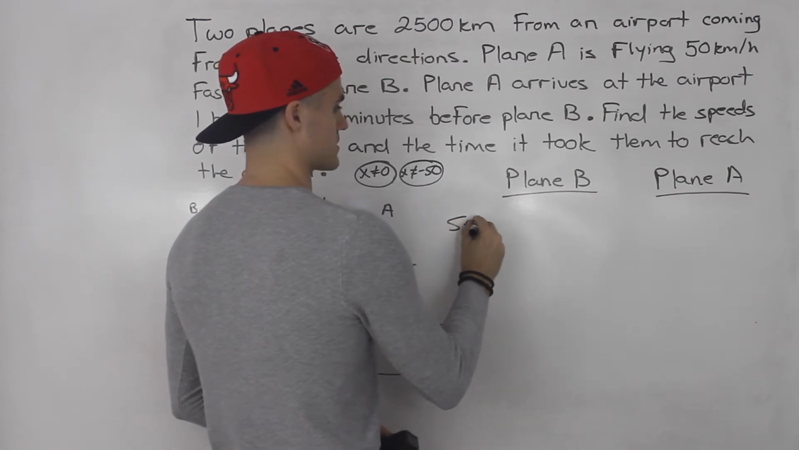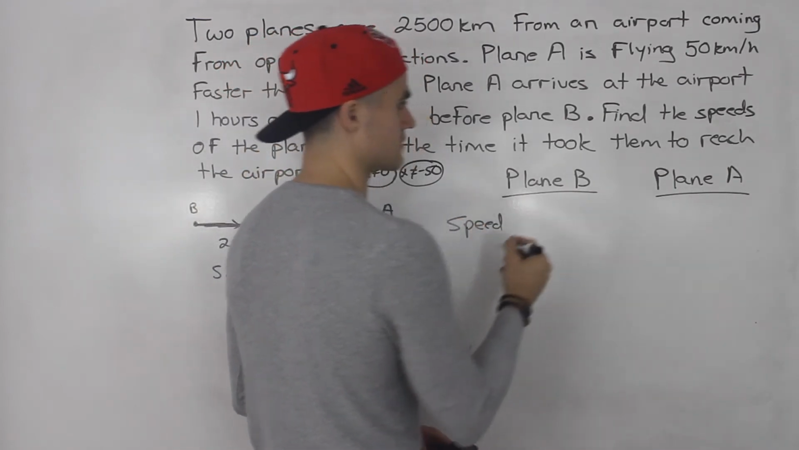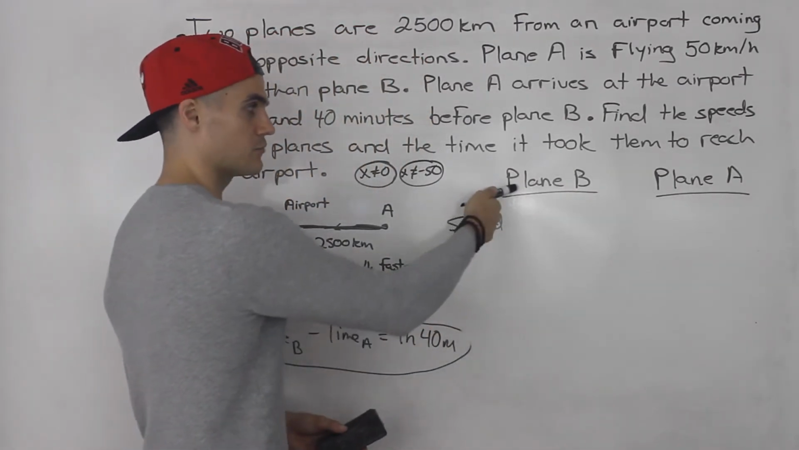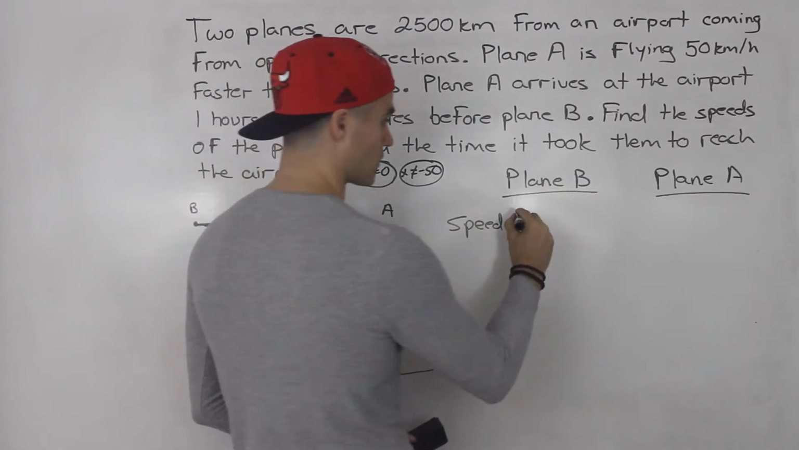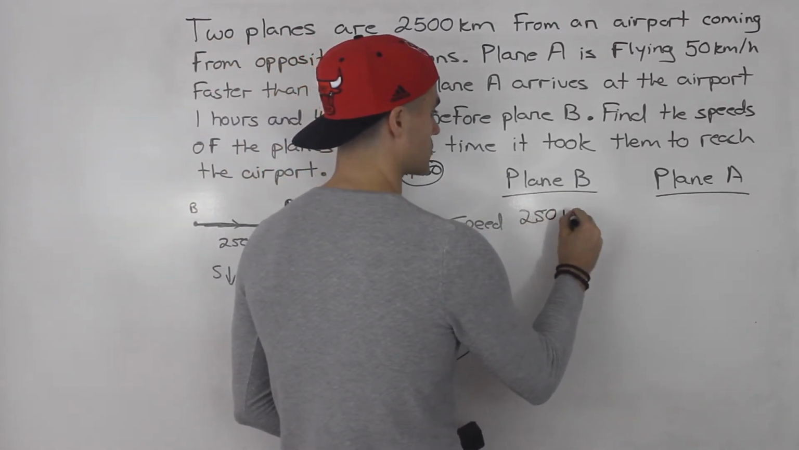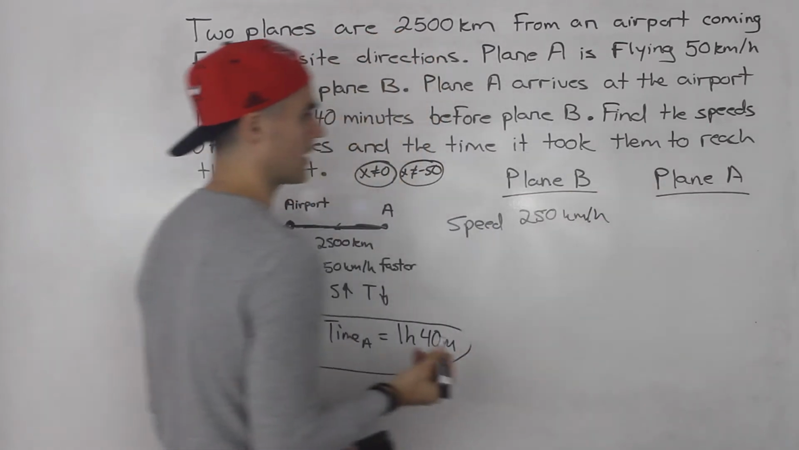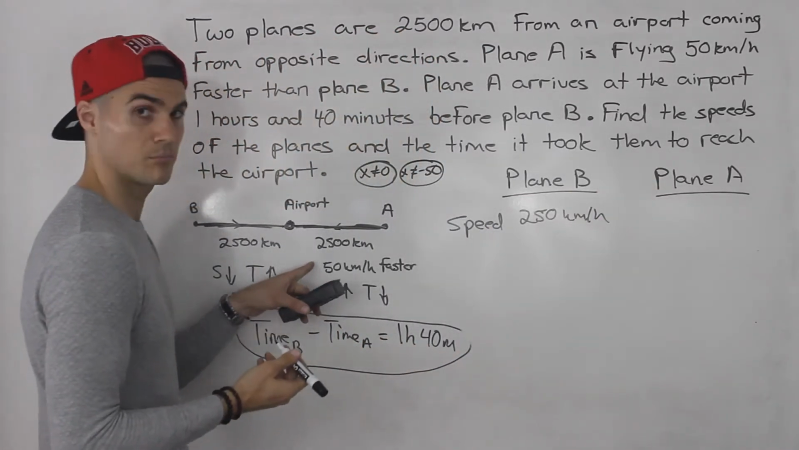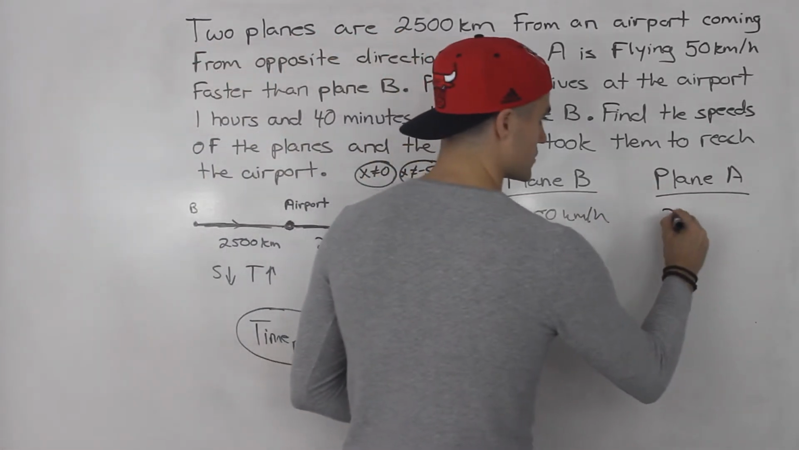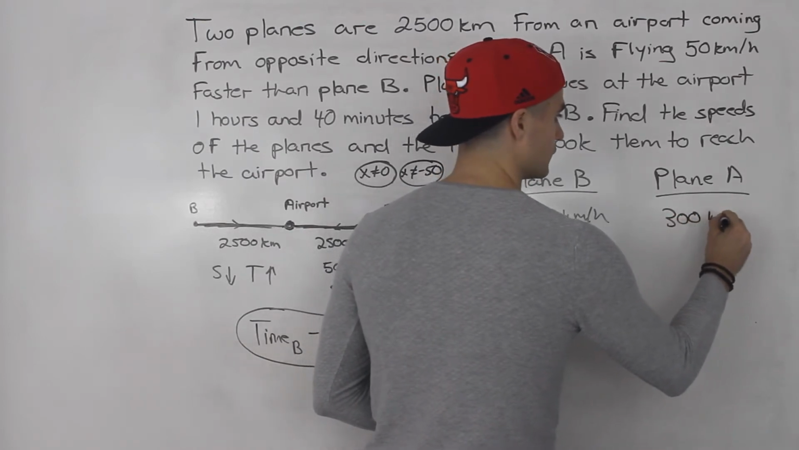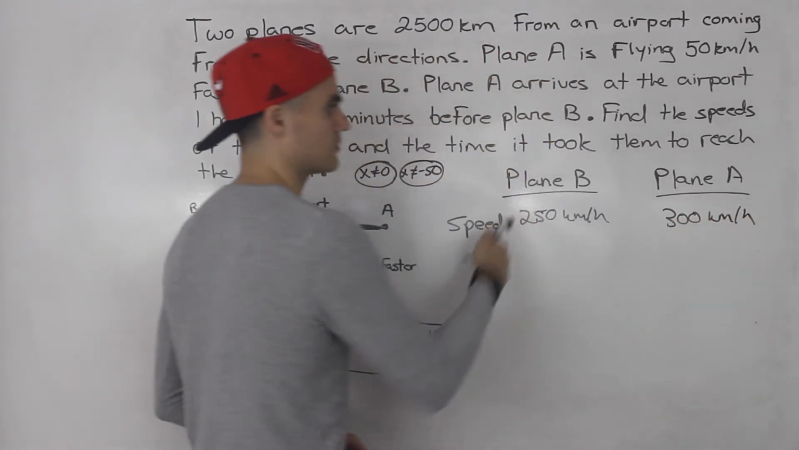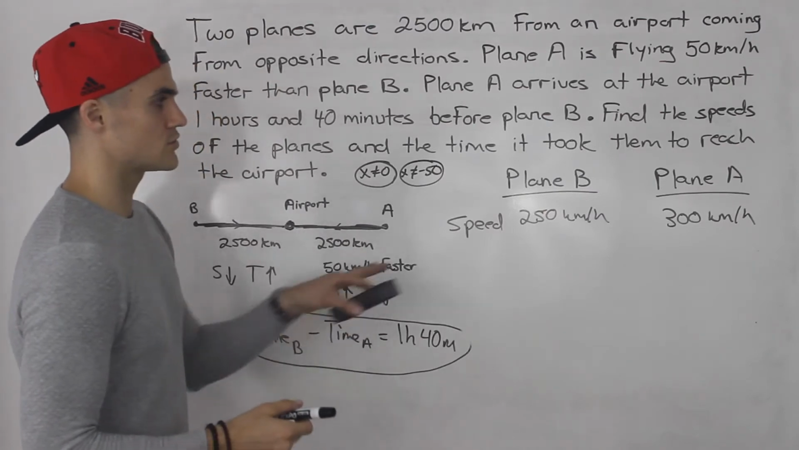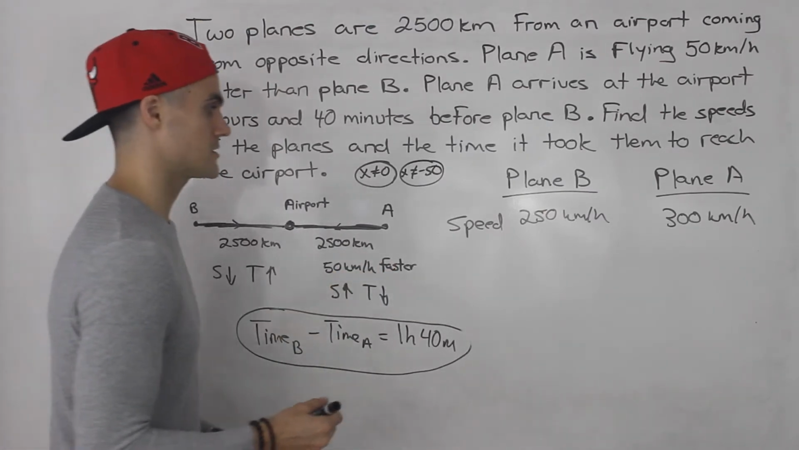Well, what are the speeds? They're asking for the speeds of both planes. The speed of plane B, which was the x we solved for, 250 kilometers per hour. What's the speed of plane A? Well, 250 plus 50, which is 300 kilometers per hour. It's 50 kilometers per hour faster than plane B. So those are the two speeds of the planes.